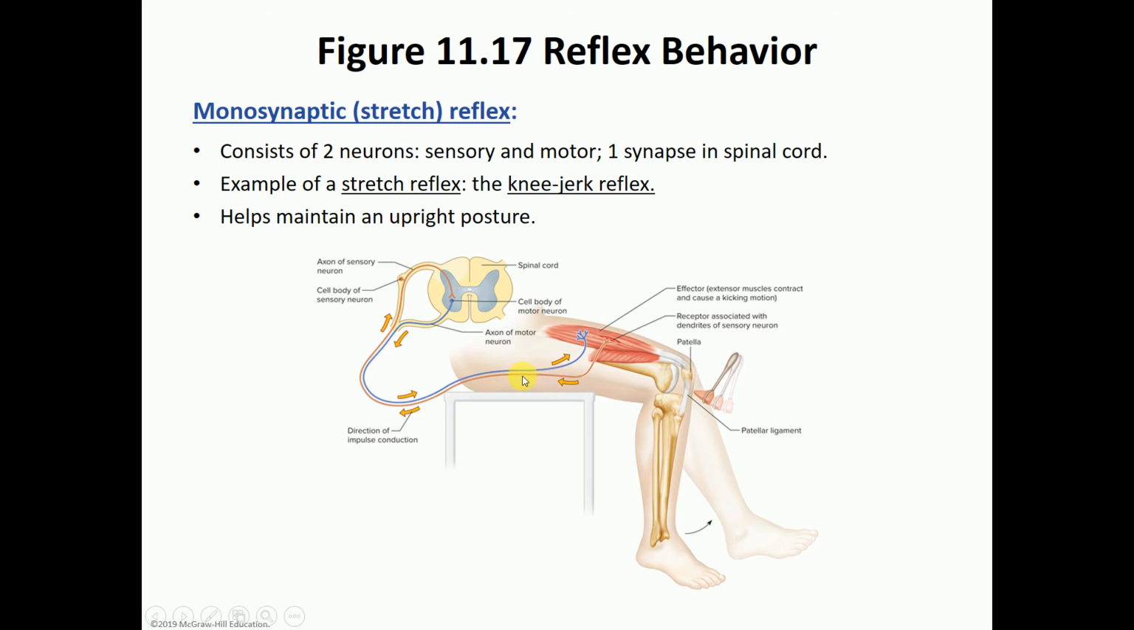That stretch stimulus reaches through the sensory neuron, will reach the spinal cord, and then it'll synapse directly with that motor neuron that'll send an impulse to the quadriceps muscle to contract. Okay, so that is your knee jerk reflex.